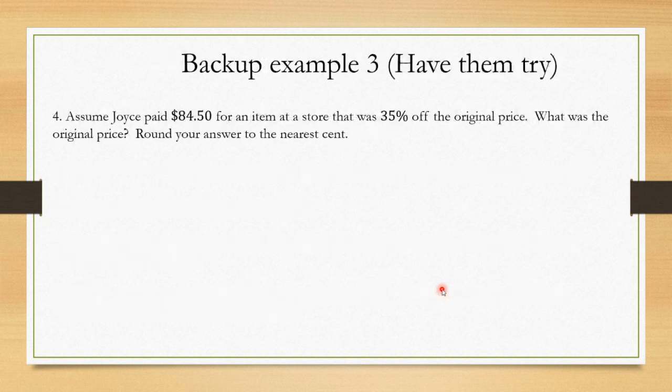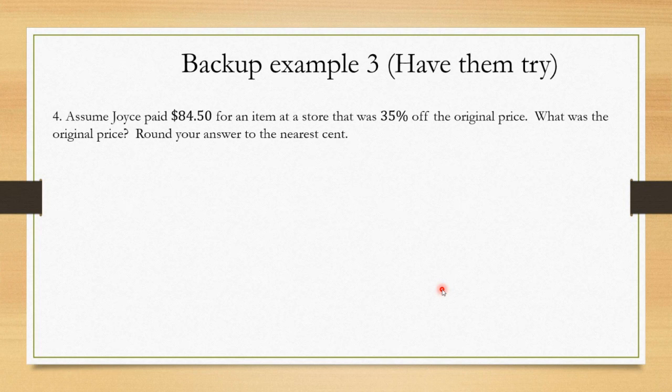Okay, that's one example. Here's another one. This one I want everyone to try out for a minute or two. Here you have a woman named Joyce. She paid $84.50 for an item. And they tell you that that's 35% off the original price. What was the original price?